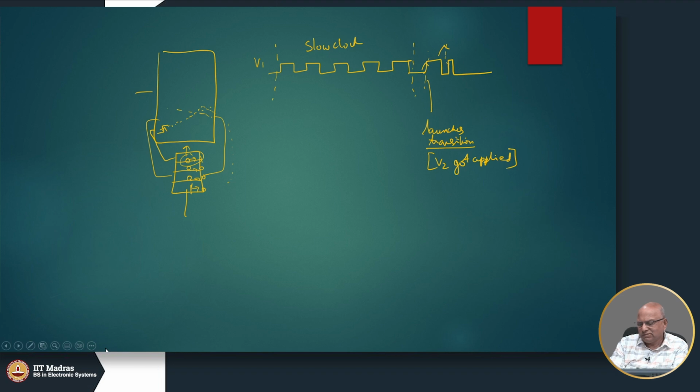We cannot wait for the usual time. Normally we will go and do the next capture here, but that may not be correct. We launch the transition here, and let us say it's a 100 megahertz clock. So in 10 nanoseconds itself, we have to bring in the next vector. So this will be 10 nanoseconds.